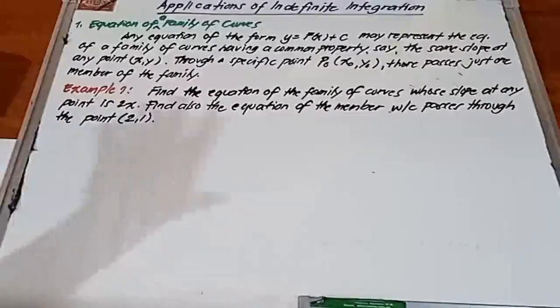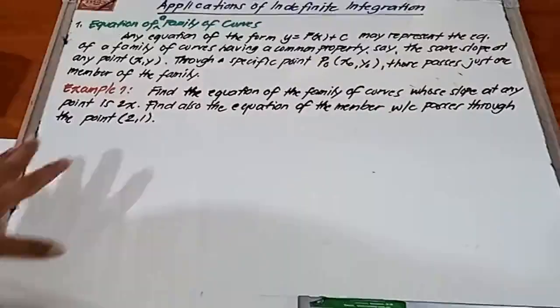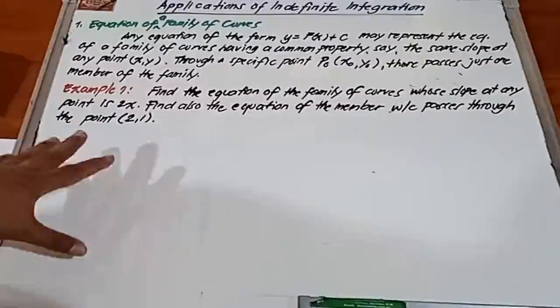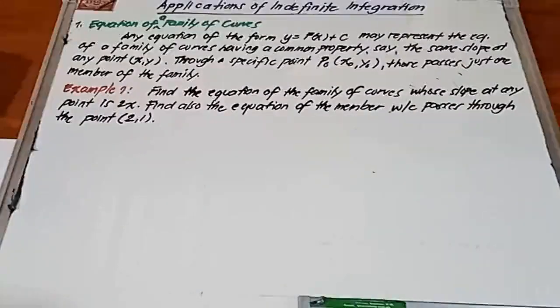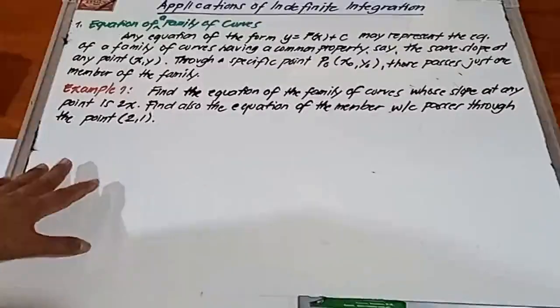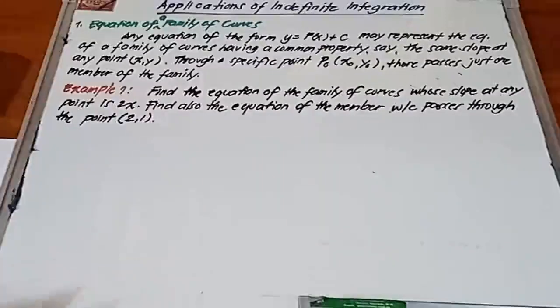Okay? So, para maintindihan pang mabuti yung sinasabi ko on how to determine the equation of the family of curves, I'm going to give you an example. This is my first example on the applications of indefinite integration. And it says, find the equation of the family of curves whose slope at any point is 2x. Find also the equation of the member which passes through the point (2, 1). So, ibig sabihin, dalawang pinapahanap sa atin.